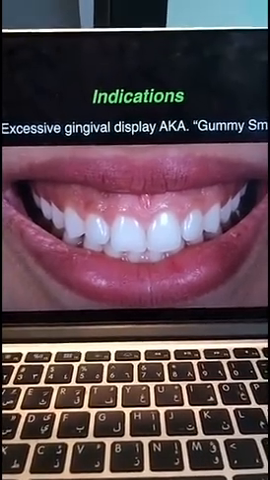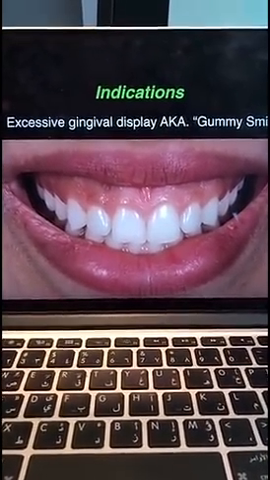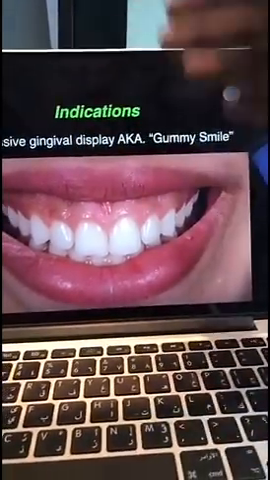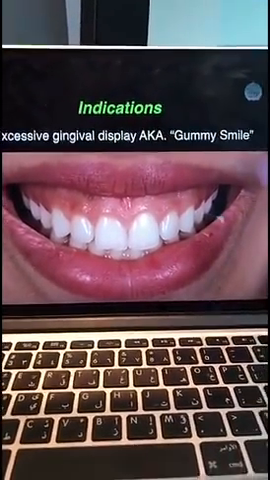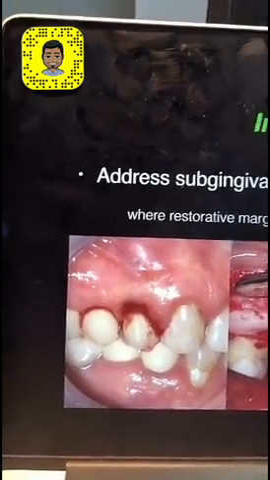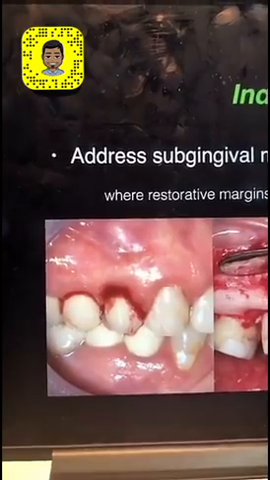Okay, 6% of males are affected by the presence of a gummy smile. This is another indication for crown lengthening and management of gummy smiles in the form of lip repositioning and so forth. Another very common indication for crown lengthening is addressing the presence of subgingival margins.